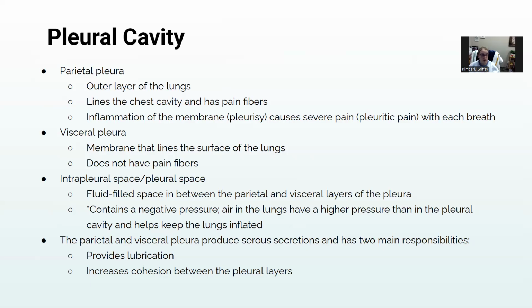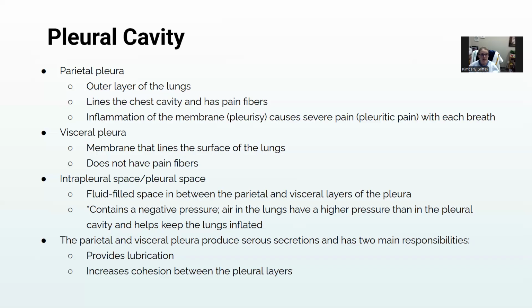Then you have the visceral pleura, and this is the membrane that lines the surface of the lungs, and it does not have pain fibers. And then your intrapleural space or your pleural space is fluid. So it's that fluid in between the parietal and visceral layers of the lungs. So think about your heart where you have the pericardial sac and then the myocardial tissue, that layer in between. That space is similar to what your lungs have.